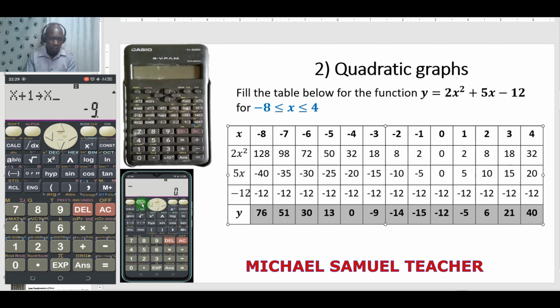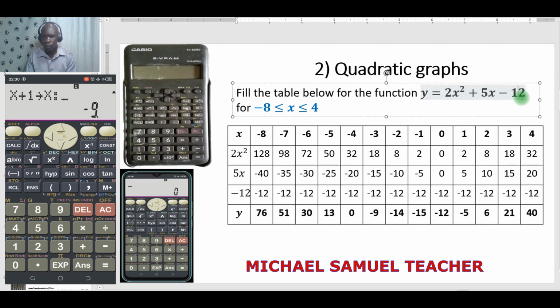Then press alpha, then the integral key to input the full colon. For the other one, it is alpha, then the pole key. Then after that we enter this equation: 2x squared plus 5x minus 12. So we have 2x squared plus 5x minus 12. Once you do that, press the equal key.